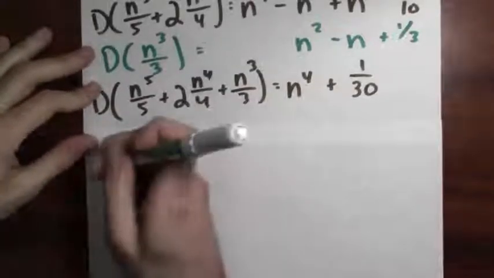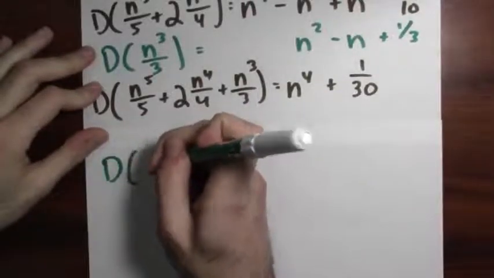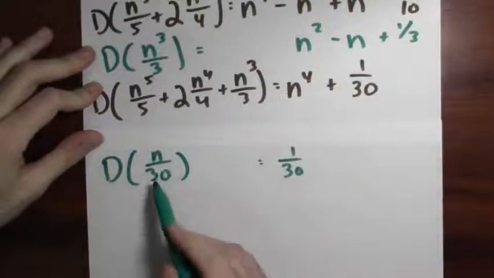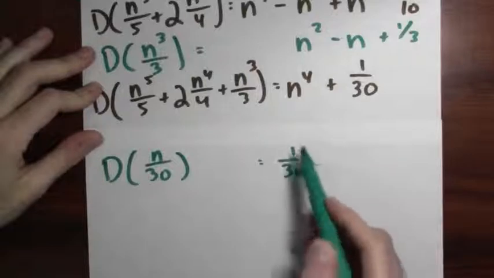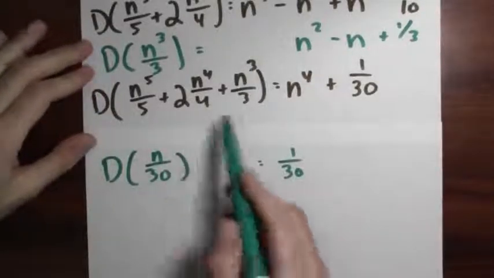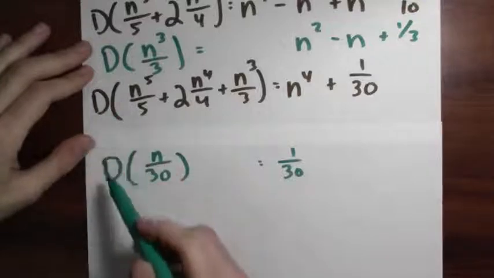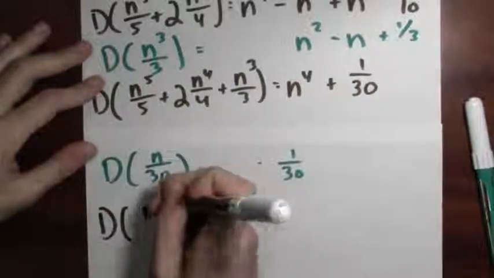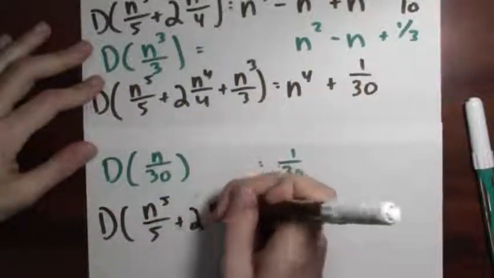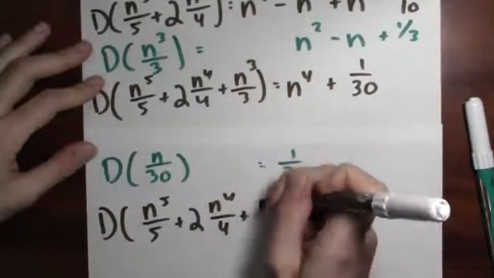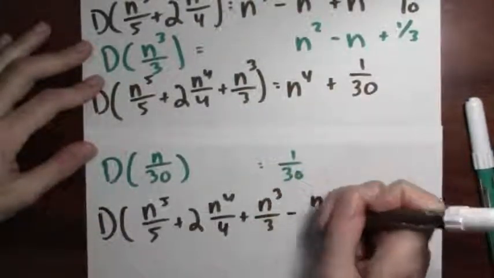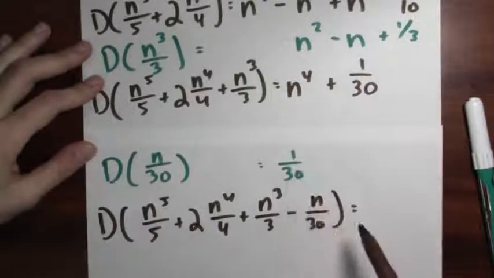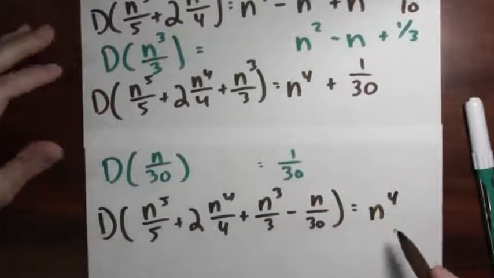Now I can get rid of the 1 over 30th term. Now how do I do that? Well, look at the differences of the list of numbers n over 30, and that's just 1/30th, right? Each number in that list differs by 1/30th compared to the previous number in the list. So if I take this and subtract n over 30, then the differences in that list are exactly n to the 4th, right? By which I mean that I take d of n to the 5th over 5 plus 2 n to the 4th over 4 plus n to the 3rd over 3 minus n over 30. And then I've got n to the 4th plus a 30th minus a 30th, and what I'm left with is just n to the 4th.